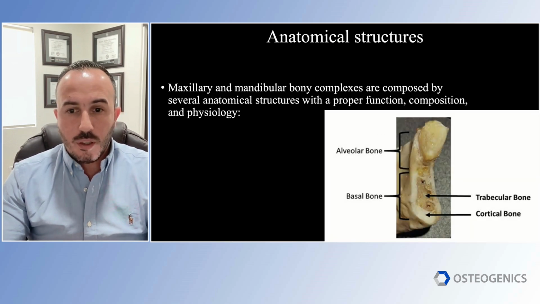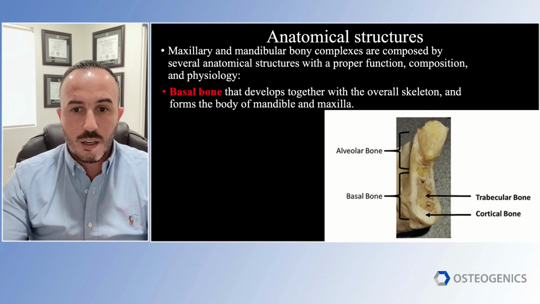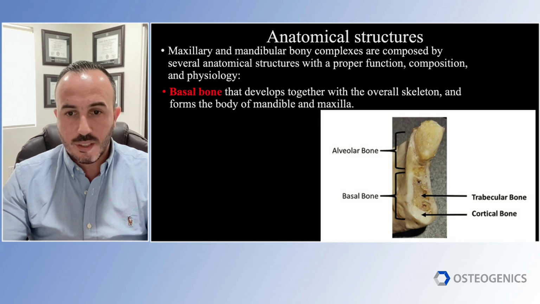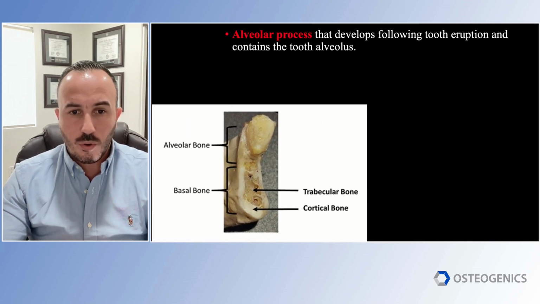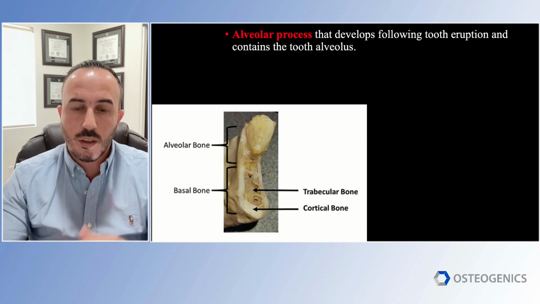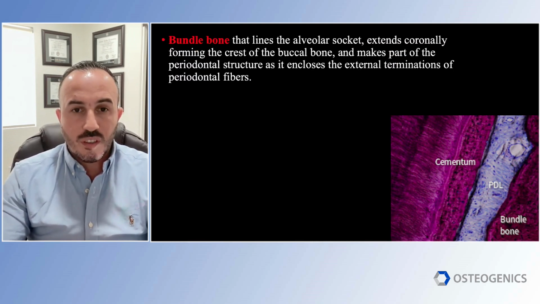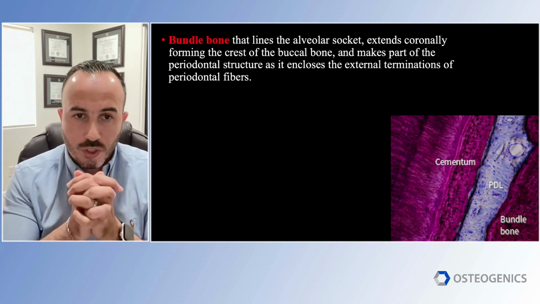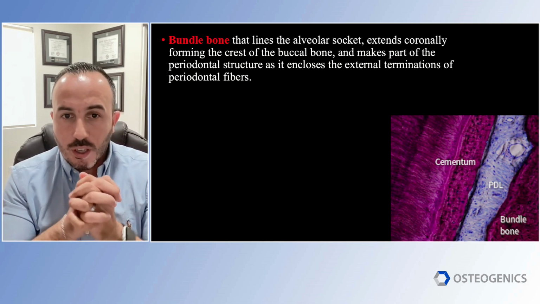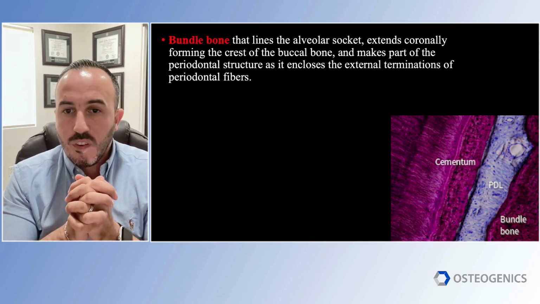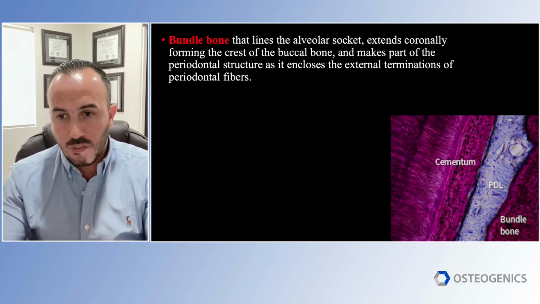Now, looking at anatomy, we know that we have the basal bone that develops with the formation of the mandible and the maxilla. We have the alveolar bone, or the alveolar process, that houses the teeth in the oral cavity. And last but not least, the bundle bone, which is a very important aspect that we'll discuss in a little bit, which lines the alveolar socket and extends coronally to the buccal bone, to the crest, and makes attachments to the final terminal branches of the periodontal fibers.